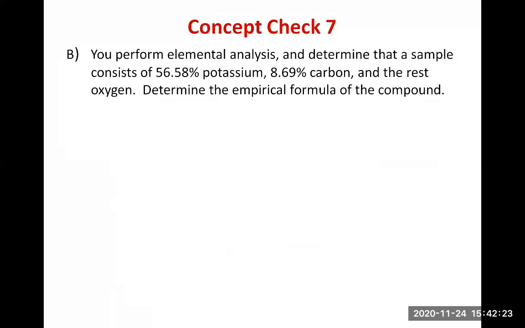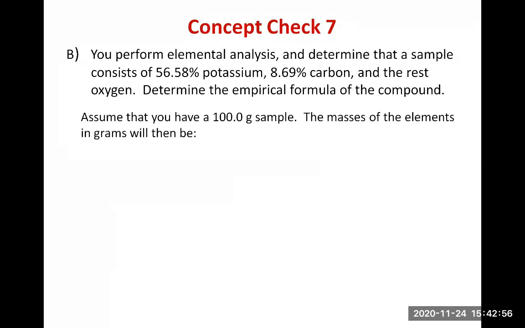You perform elemental analysis and determine that a sample consists of 56.58% of potassium, 8.69% of carbon, and the rest oxygen. Determine the empirical formula of the compound. So here we are given percentages, and that's percentages by mass. So you want to assume that your sample of the whole compound is 100 grams, and then you convert the percentages into mass. So assume that you have a 100 gram sample, and then the masses of the element in grams will be, you take the percentages and change them into grams.